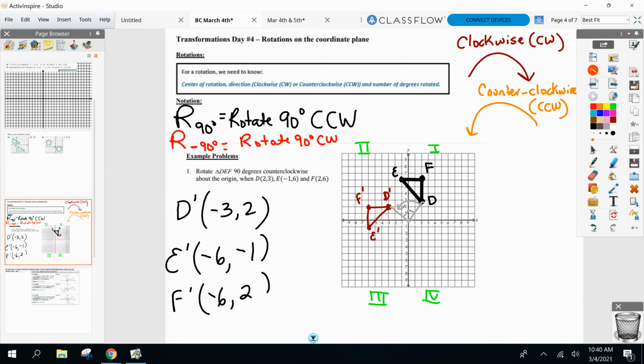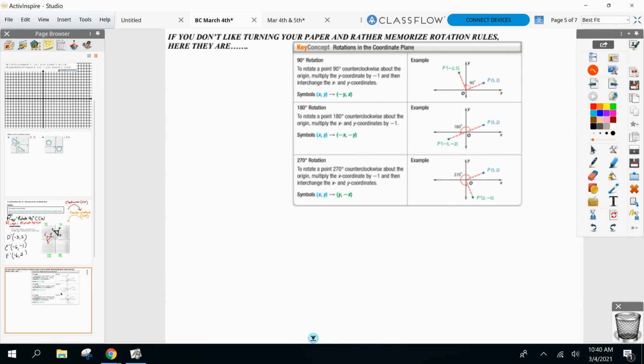All right? Now I get it. Some of you may feel uncomfortable rotating it, and you're unsure of yourself. I get it. That's fine. I am not going to force you to rotate your paper to give me these coordinates. So down below on your first page, I wrote the rules out for you if you want to memorize the rules instead. If you rotate 90 degrees, that's the same as flipping the coordinates and multiplying the first one by -1. If you want to rotate 180, that's the same as just multiplying each coordinate by -1.